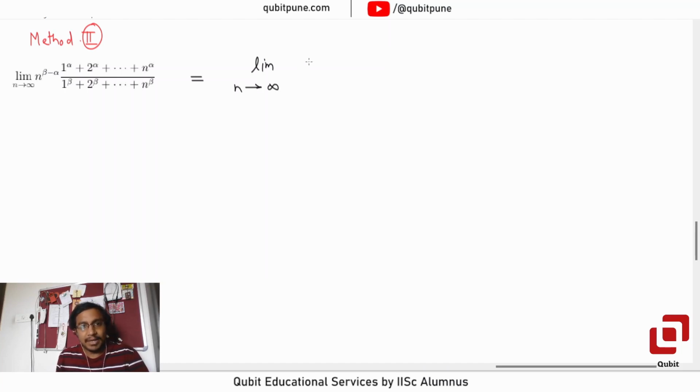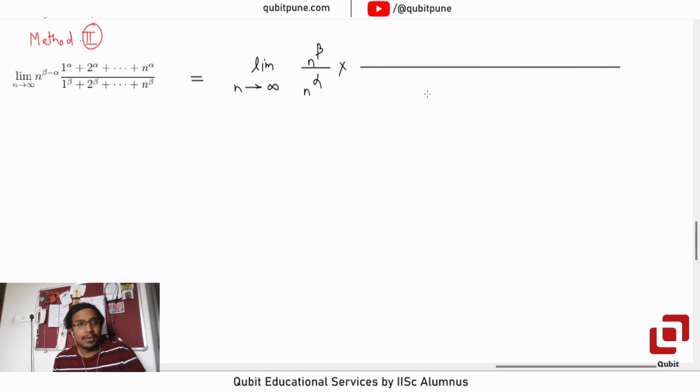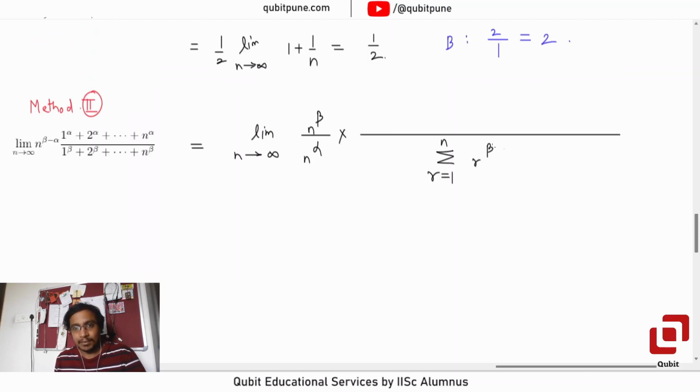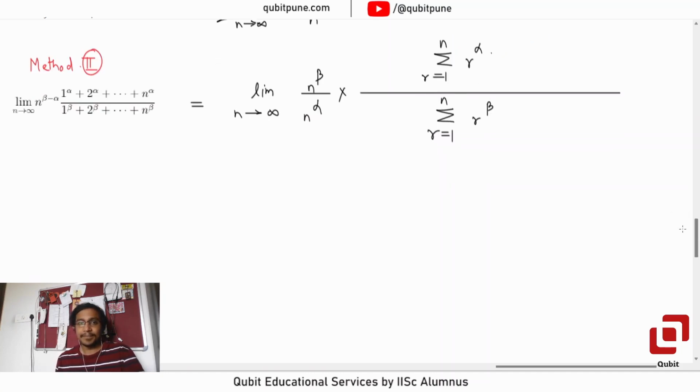Let me write this as n raised to beta upon n raised to alpha, which is n raised to beta minus alpha, into, in the denominator, summation as r goes from 1 to n, r raised to beta, and in the numerator I have to write the same thing with alpha as our power, summation r from 1 to n, r raised to alpha. Okay, now let us adjust here.